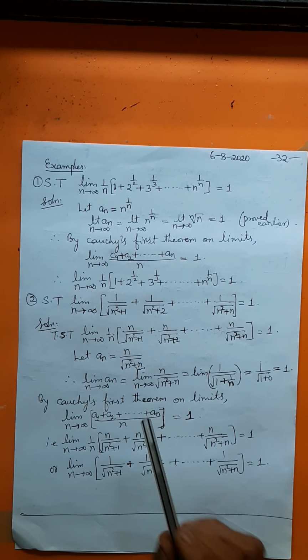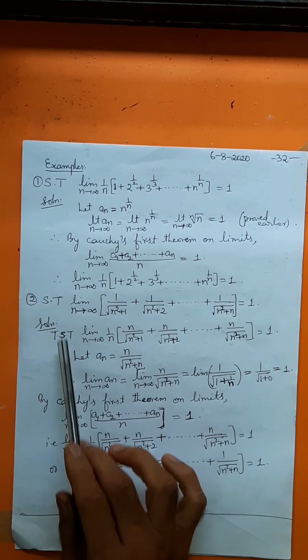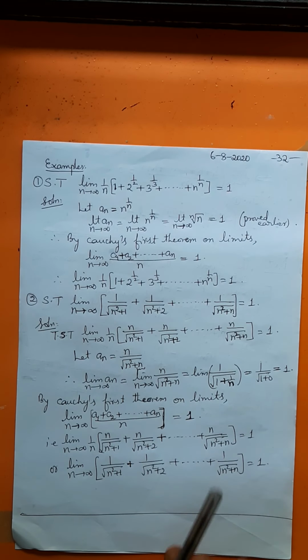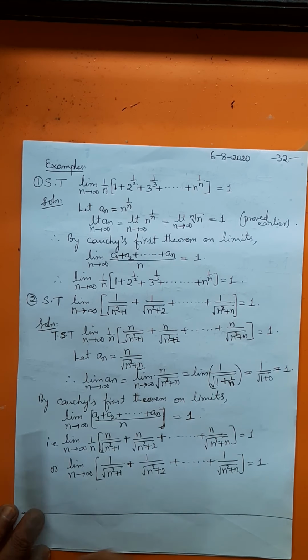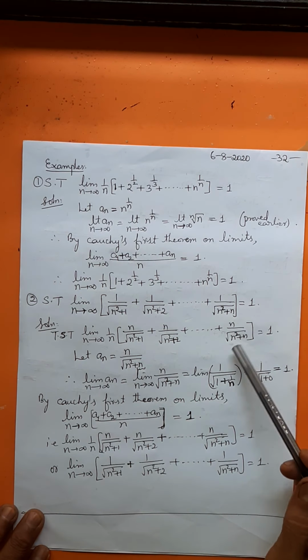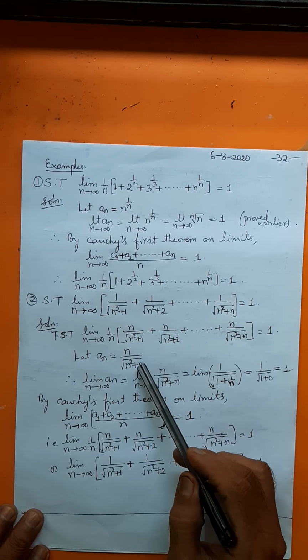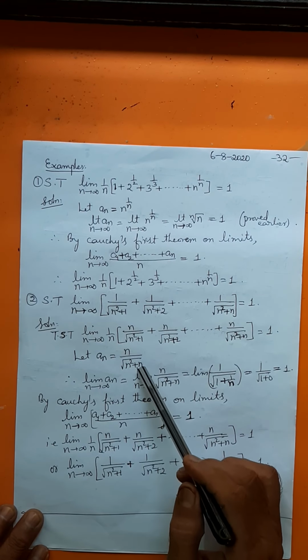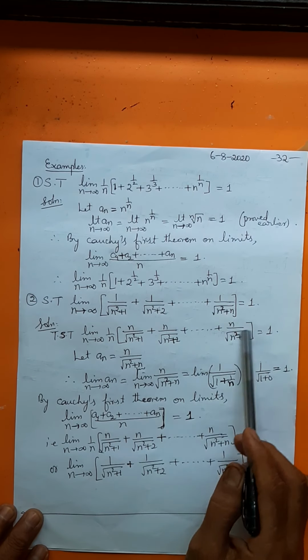If you multiply and divide by n, you can show this using Cauchy's first theorem on limits. We are multiplying by n and dividing by n. Take an equal to n by root of n square plus n. Please note that here only the second term is changing. This is changing, the index r, with r varying from 1 to n.